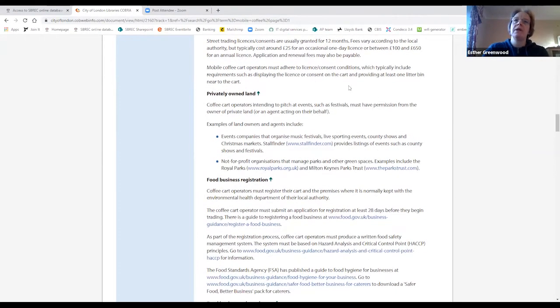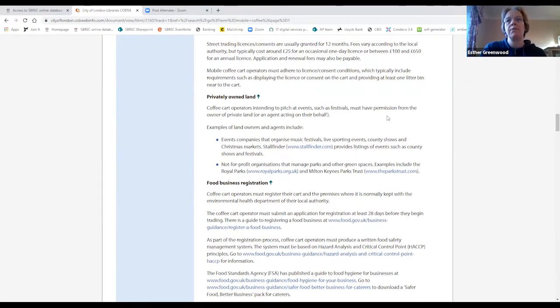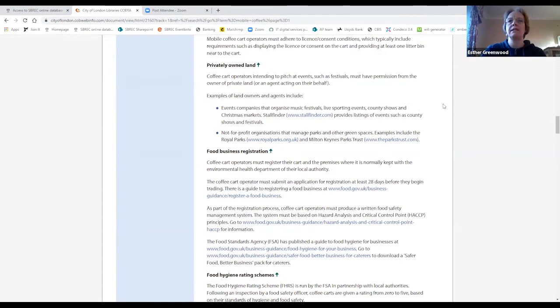However, you might also be thinking about trading on private land. In other words, here it says you might be pitching at a festival, or for example, I know at my local railway station there's often a coffee cart there, but the land there is owned by National Rail, so they need permission from National Rail to park their carts there. So you need to think about who owns the bit of land where you're going to be trading, and that's the kind of thing that COBRA will talk about, and will help you to get to grips with.